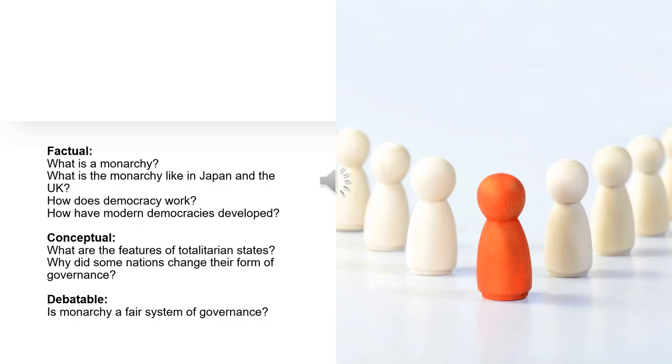We're going to consider the following questions. What is a monarchy? What is the monarchy like in Japan and in the UK? How does democracy work? How have modern democracies developed? What are the features of totalitarian states? Why did some nations change their form of governance? And we're going to debate: is monarchy a fair system of governance? We're going to link all of these questions to the Jordanian context and see the difference between our own country and other governance systems in other countries.